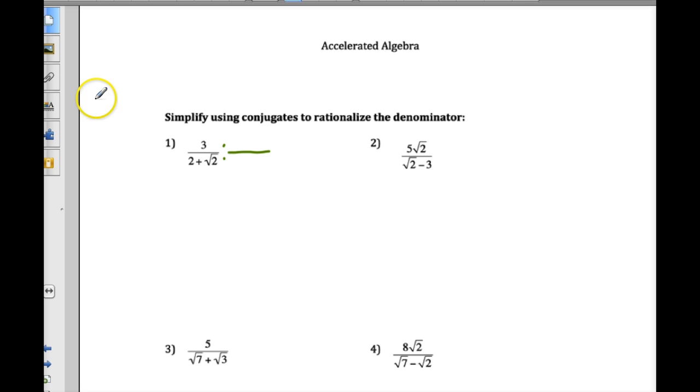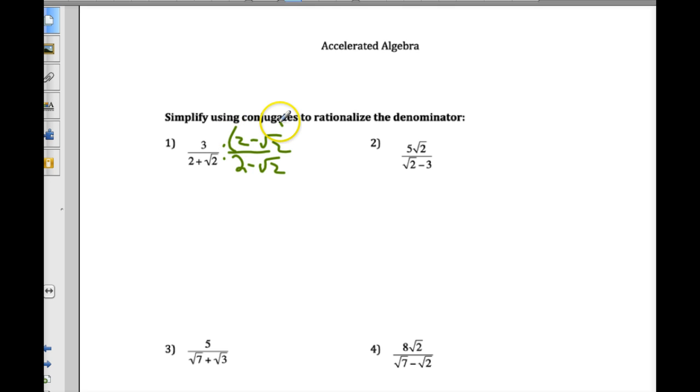Do you have to multiply everything by a radical 2? No. Look at what we have in the bottom. We have a 2 plus radical 2 in the bottom. The only way to make that become a rational number is to multiply by its conjugate. What is the conjugate of 2 plus radical 2? 2 minus radical 2.